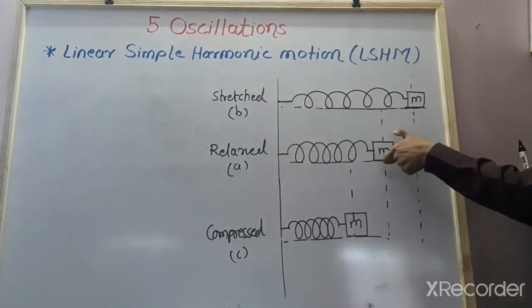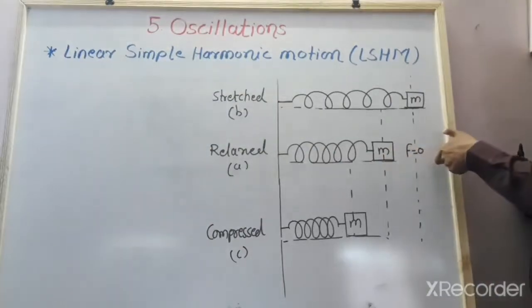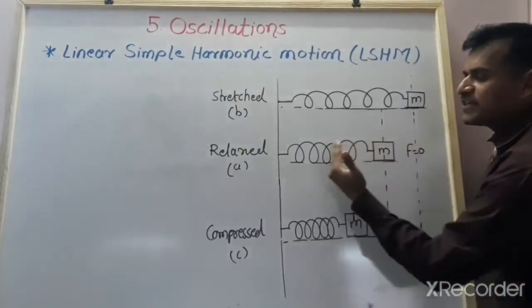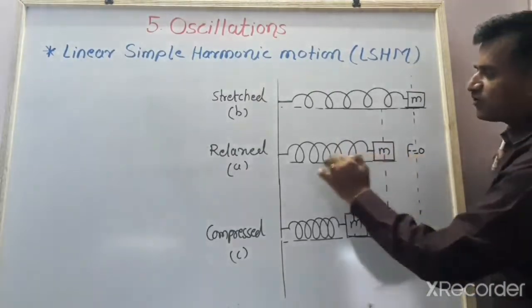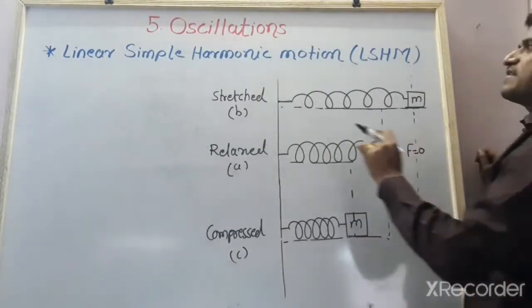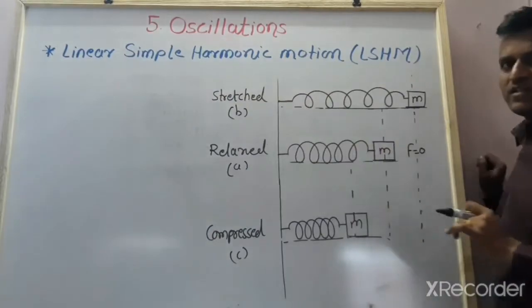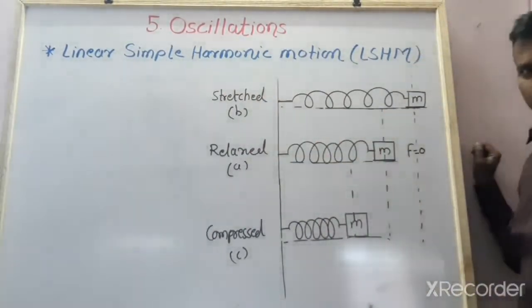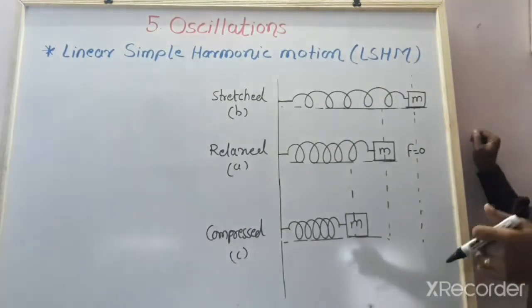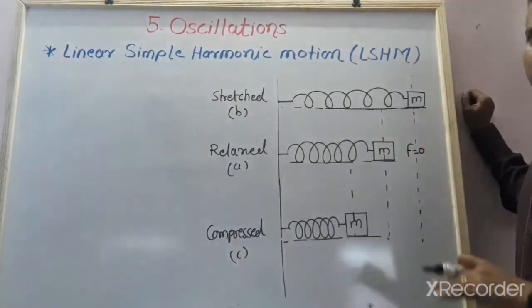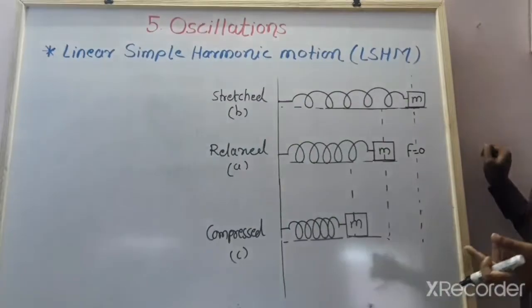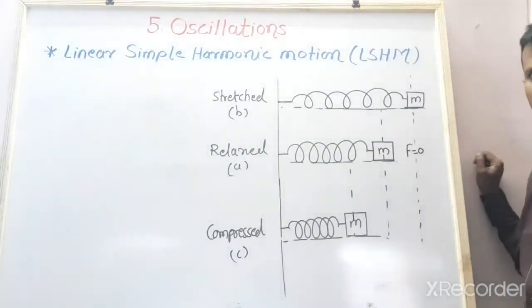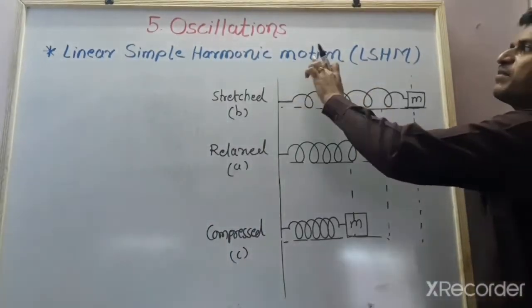When we move this block toward the right side and release, it oscillates to and fro about its mean position, and the path is along a straight line. Due to this, it is called linear simple harmonic motion. We discussed the term simple harmonic motion in the last video. It is an oscillatory periodic motion in which a particle repeatedly moves to and fro about its mean position again and again. Such a motion is called simple harmonic motion.